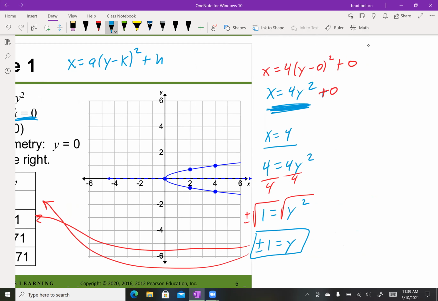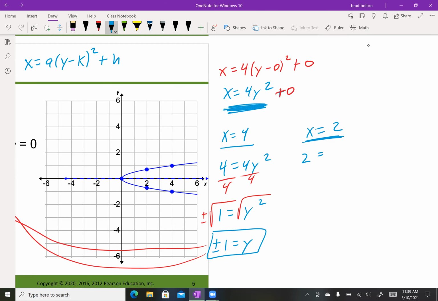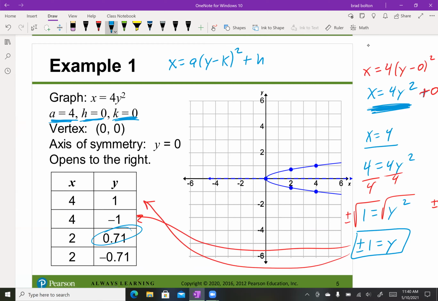Now let's do the other one. They say, let's let x equal 2. Right, so they come over here and they let x equal 2. So then you say 2 equals 4y squared. They divided both sides by 4, just like before. So we now have 1/2 is equal to y squared. And just like before, we square root both sides and we do a plus or minus. So we end up with plus or minus the square root of 1/2 equals y, which is approximately plus or minus 0.707. I have it on my calculator real quick. So that's how they got 0.71 right here and negative 0.71 here. Okay, so that's how they chose to do it.